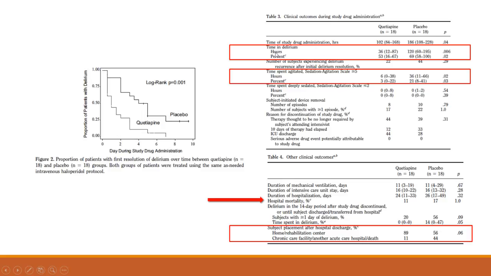And so you clearly see the time in delirium favors the quetiapine arm, time spent agitated, and then basically looking at discharge data. When it came to mortality, there was nothing there that was statistically significant, but it looked like perhaps there was something that favored the quetiapine arm there.